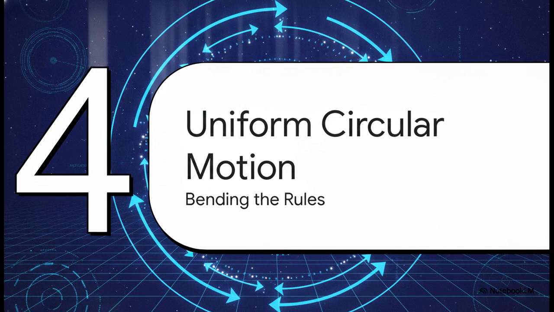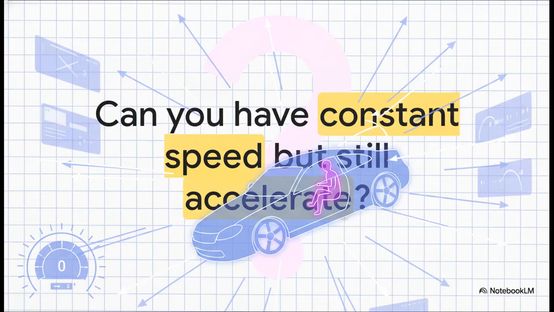Section 4. Uniform circular motion. Bending the rules. Okay, let's bend the rules a bit. Imagine sitting right in the center of the backseat of a car that's suddenly rounding a sharp curve. How is it that you can feel this intense force pushing you hard against the door, even if the speedometer needle hasn't moved a single inch? Well, your body is just trying to obey the laws of straight line motion, but the car is suddenly changing direction underneath you.